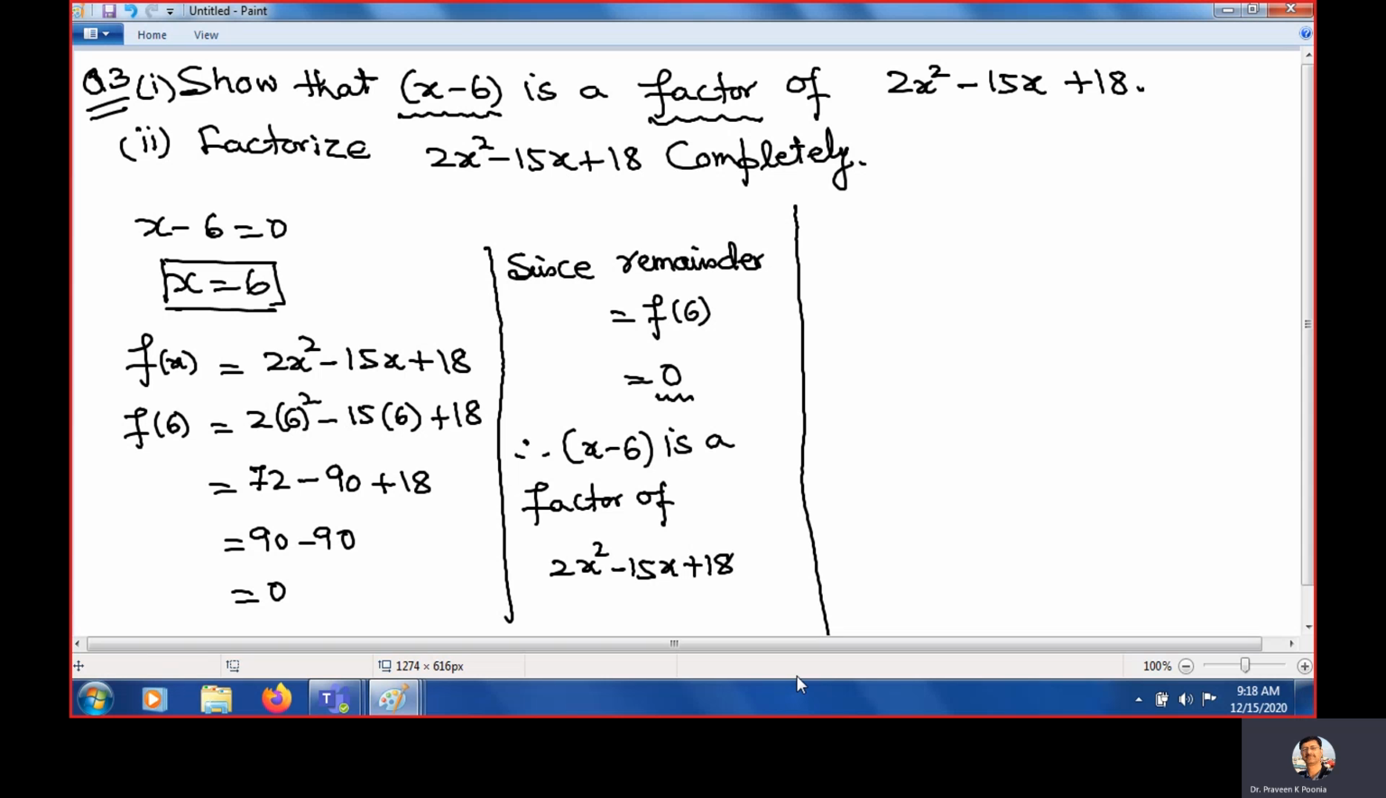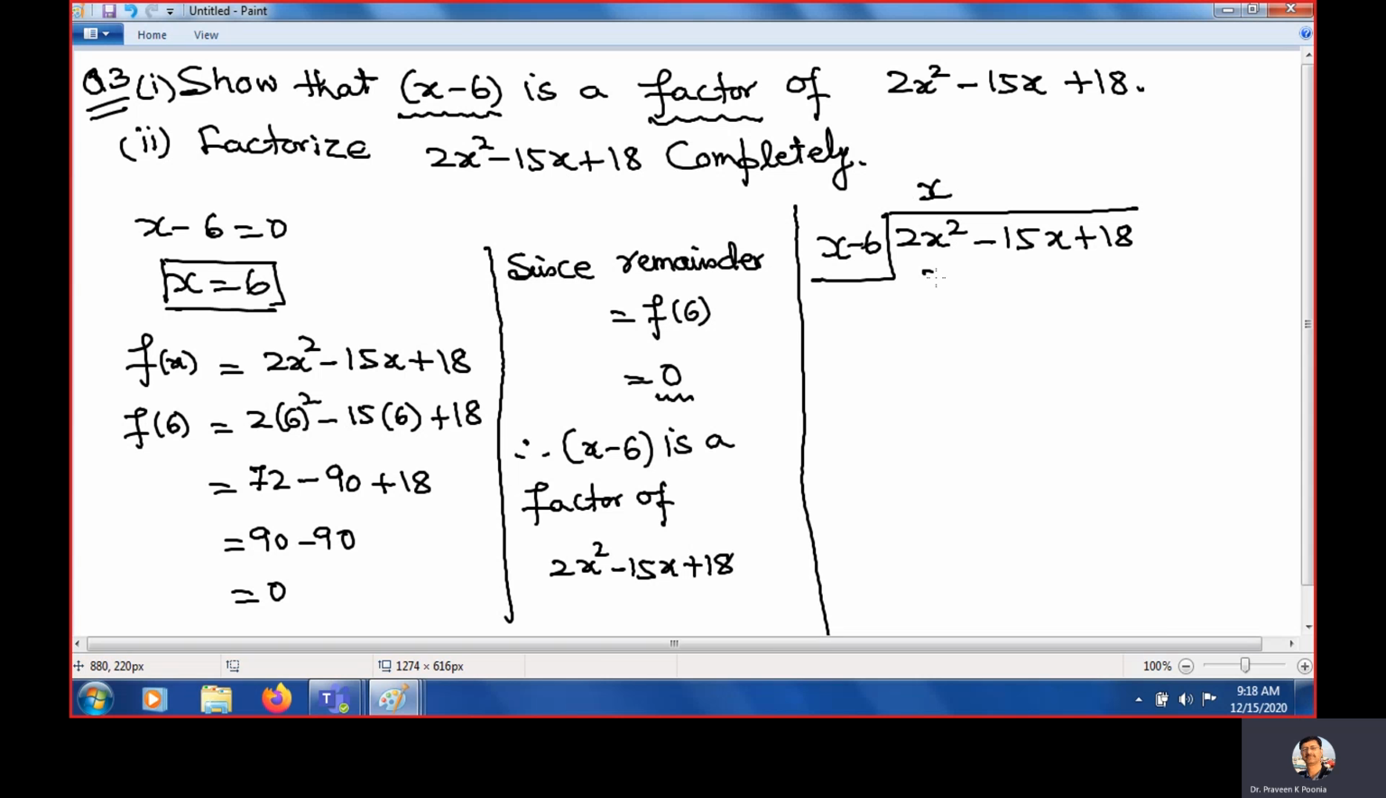Factorize completely. Now you need to divide. How do you divide? It is 2x² − 15x + 18, divided by x − 6. Clear? Now divide 2x. Here is x².